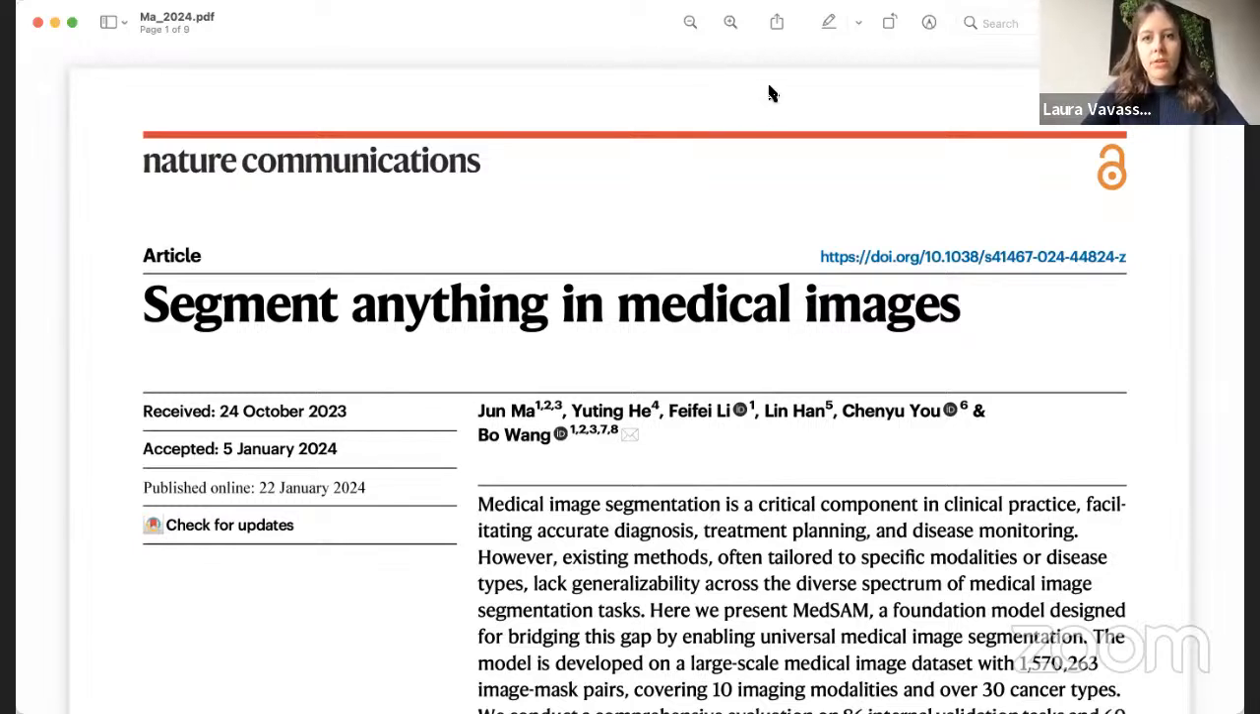The paper that I would like to talk about today is a fairly recent one. It came out at the beginning of the year in Nature Communications, and it's titled Segment Anything in Medical Images. So the title is quite eloquent.